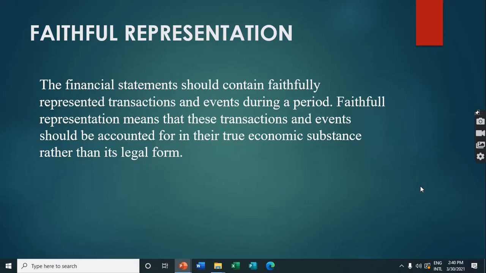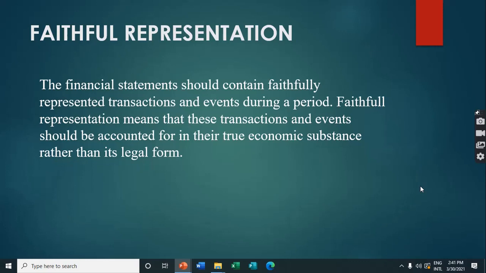And to be able to achieve that certain level of faithfulness, it should be completeness. Magkaroon ng completeness. It should be neutral and free from error. Ayan. Yan yung faithful representation na sinasabi. Complete siya, neutral siya, and free from bias.